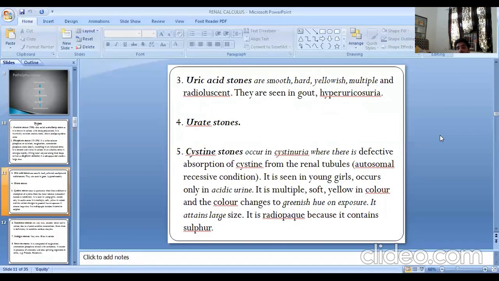Cystine stones occur in cystinuria, where there is defective absorption of cysteine from the renal tubules. It is an autosomal recessive condition. It is seen in young girls, and occurs only in acidic urine. It is multiple, soft, yellow in color. It attains a large size. It is radiopaque because it contains sulfur.